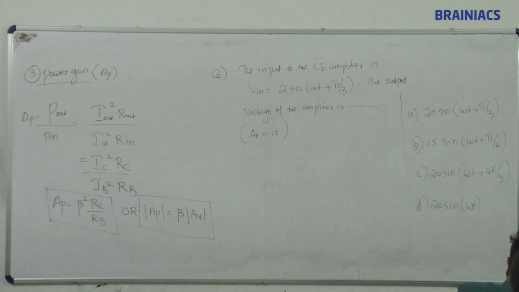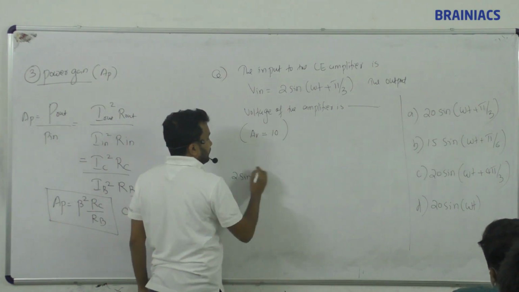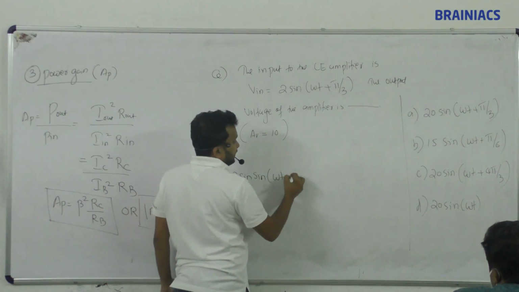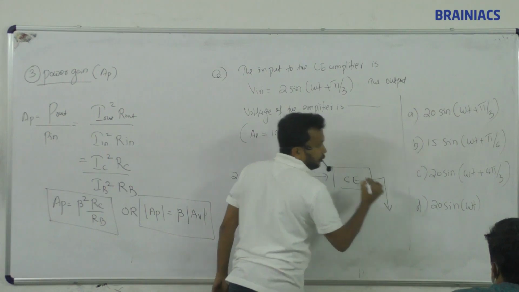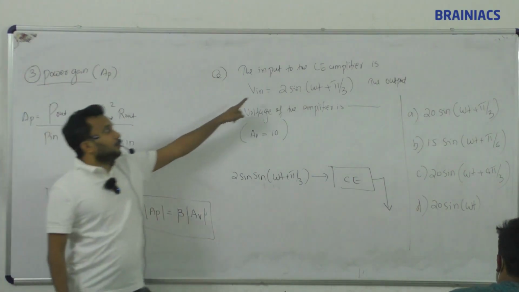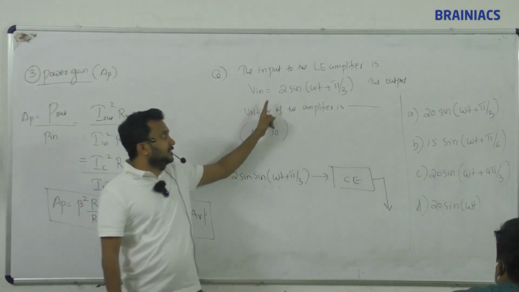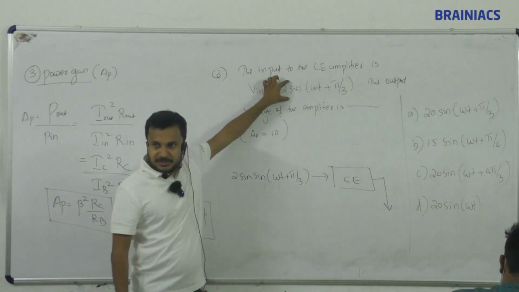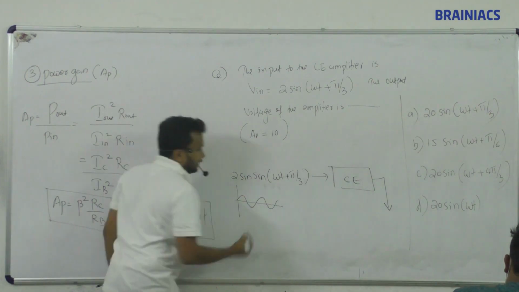You are giving input to the transistor, 2 sine of omega t plus pi by 3. You will get an output. You are giving this signal to a common emitter amplifier. What are the two conditions? One is you are giving an input in voltage. I equal to I0 into sine omega t, I told. Similarly, V is equal to V0 sine omega t. So this is a 2 volt signal, it looks like this.